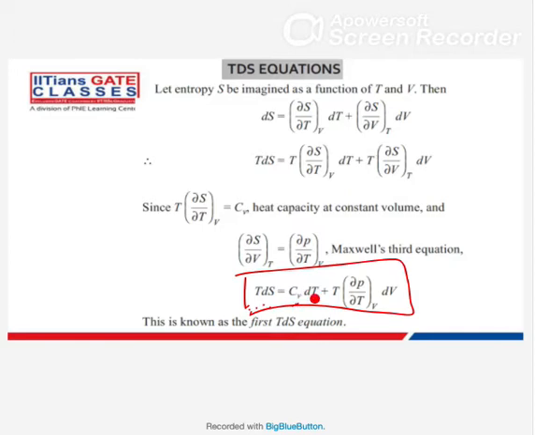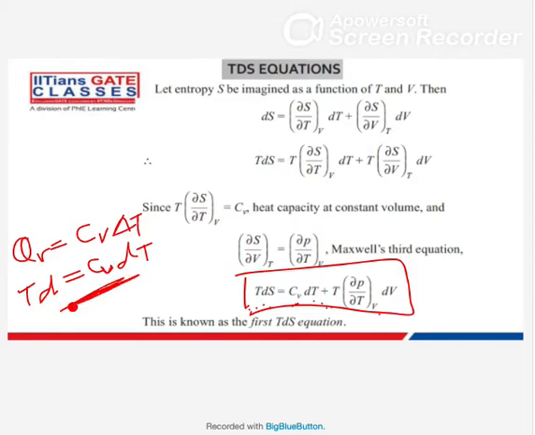TdS equals CV dT plus T (∂P/∂T) at constant volume multiplied by dV. Now from here, one thing you can understand: we already know Qv at constant volume is CV delta T, or in differential form TdS equals CV dT. When will we get this particular thing? See, TdS equals CV dT. You'll get this one.